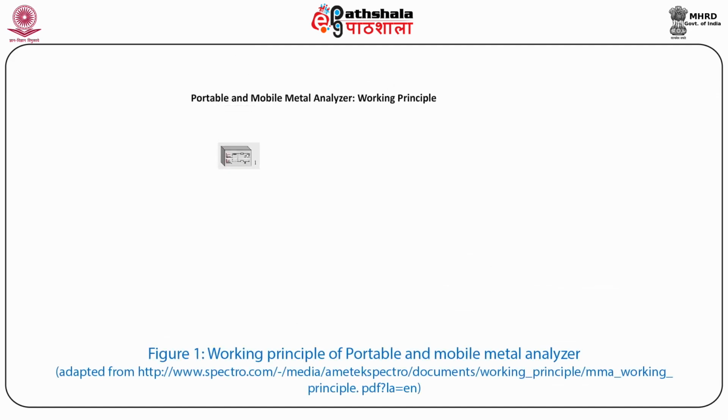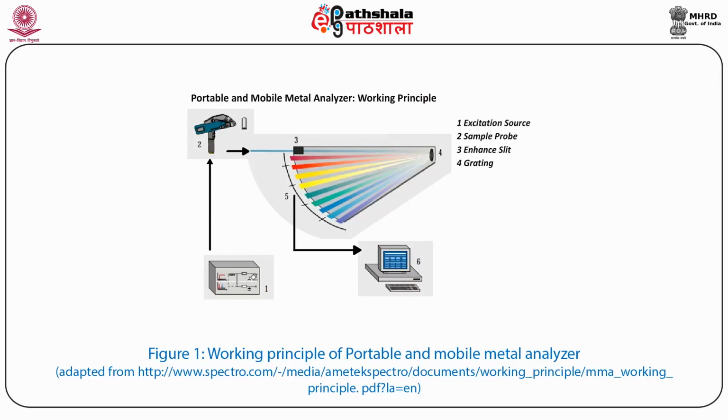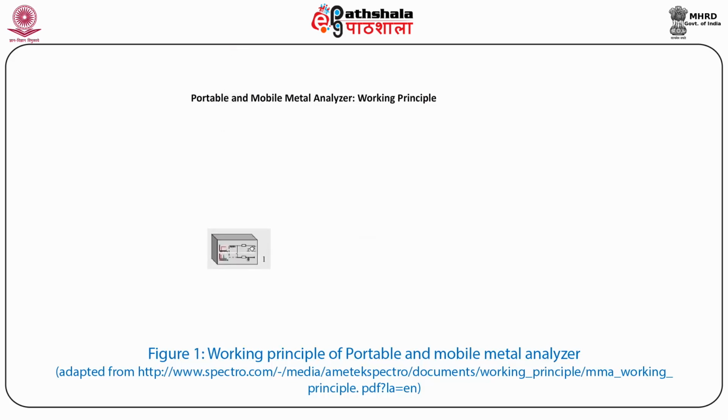This figure shows you the working principle of a portable and mobile metal analyzer, where you can see there is an excitation source at number 1, a sample probe, an entrance slit, which allows the entrance of the light generated from the sample, then a grating, which selects the wavelength, which is then fed to the CCD detector, and from the CCD detector, the data goes into the data processing machine for evaluation.